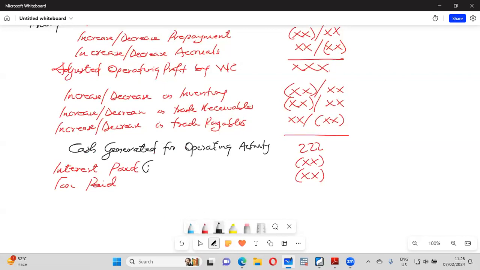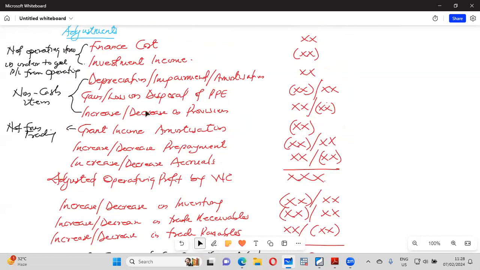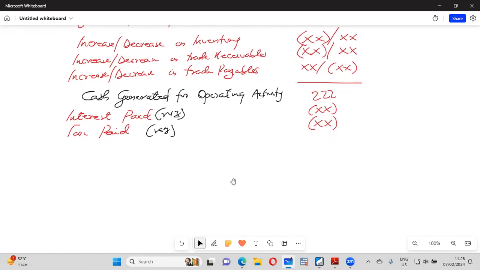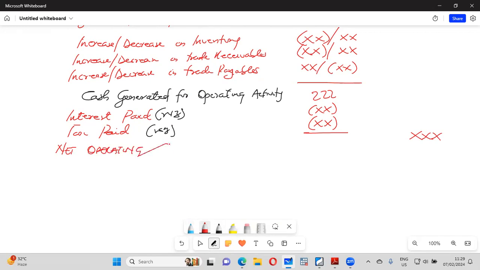Later on, I will show you how to get these things, and they will be coming from your workings 3 that we will be doing. Items like gain or loss on disposal will be coming from workings 1 that I'll be doing with you. Even depreciation and amortization will all be coming from workings 1. So this is what you have. Now, if you do this, then you have net cash flows from operating activities.